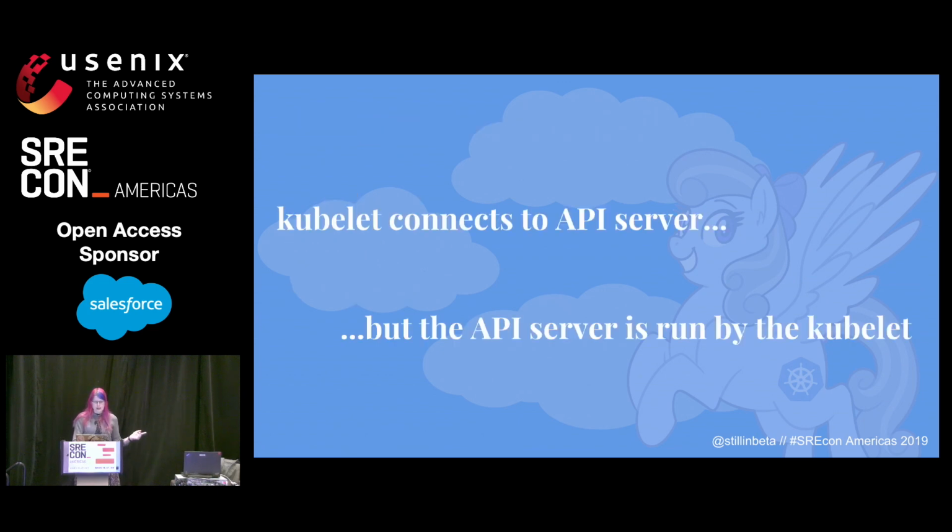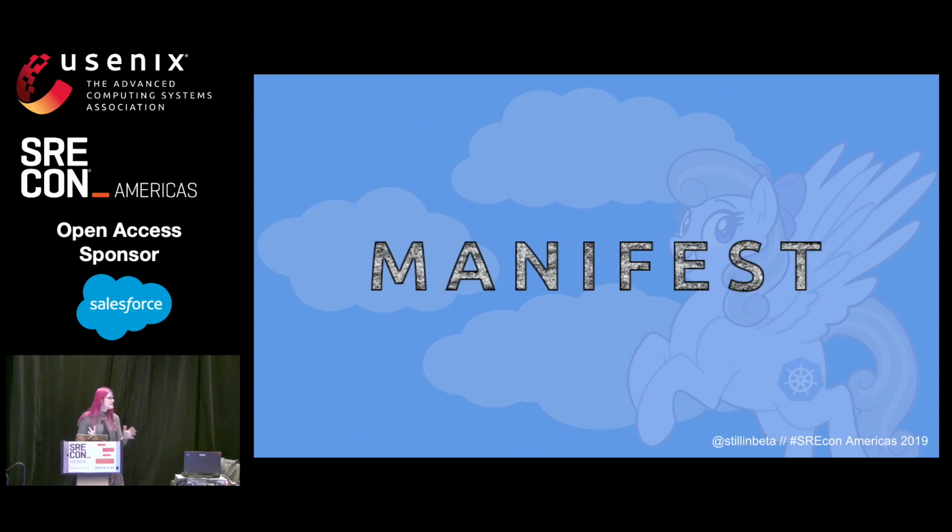But wait a second. The kubelet connects to the API server so that I can get pods. But the API server is being run by the kubelet. That's not going to work. So we have to break this loop somehow. And the way we break that loop is using static manifests. This is a visual pun because it's static.